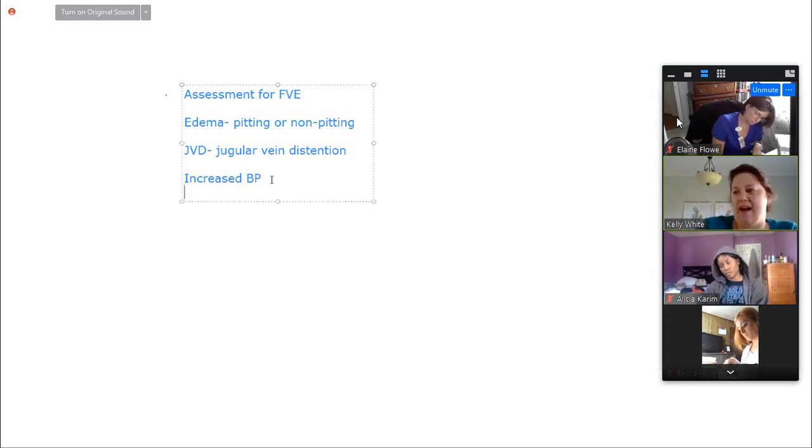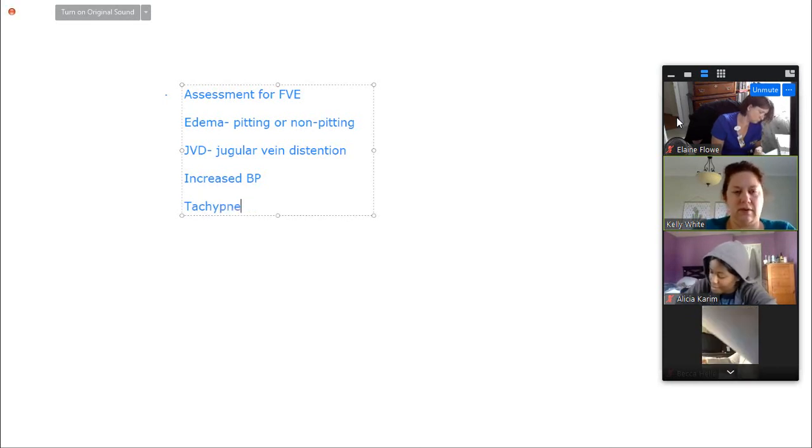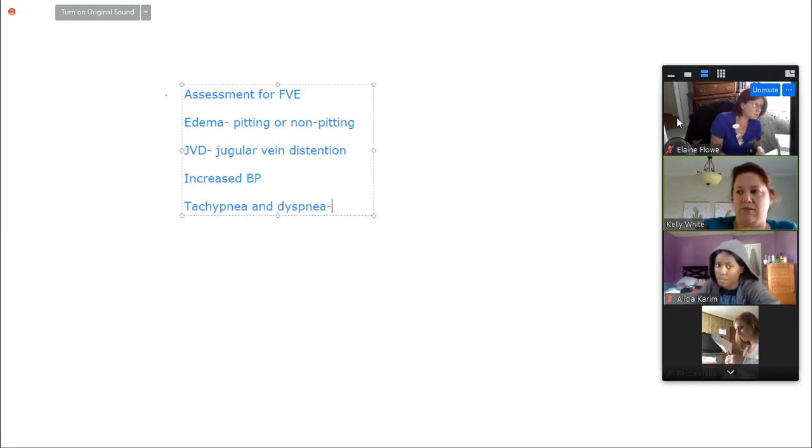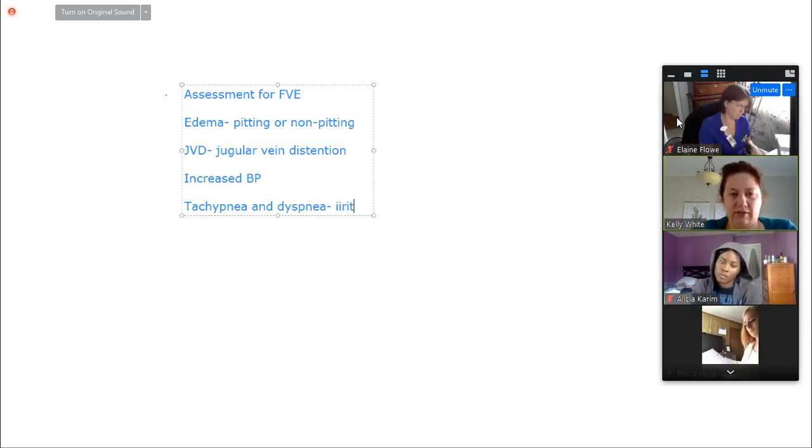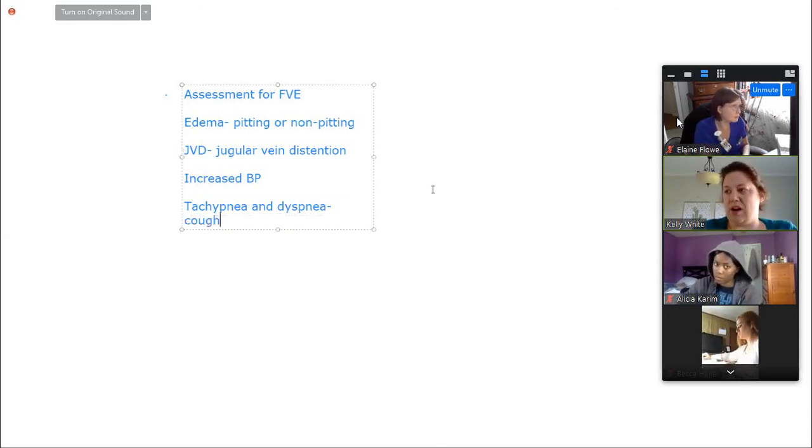You're going to have tachypnea and dyspnea. So you're going to be breathing hard and you could potentially be short of breath, right? We have our patient that's in fluid overload. We've given them too much fluid or they have congestive heart failure. They may have an irritating cough. We have a cough, and that labored breathing.